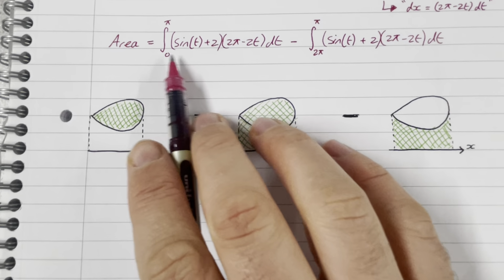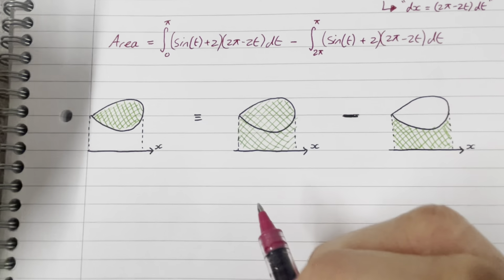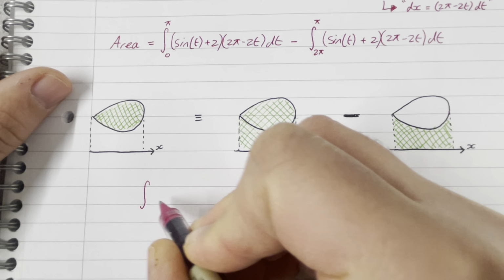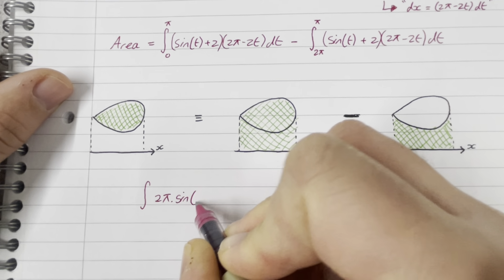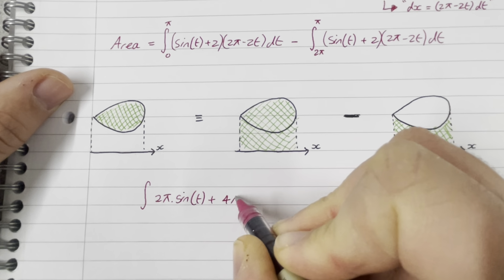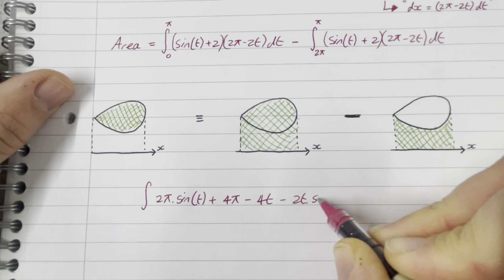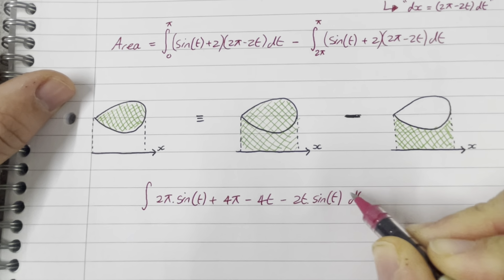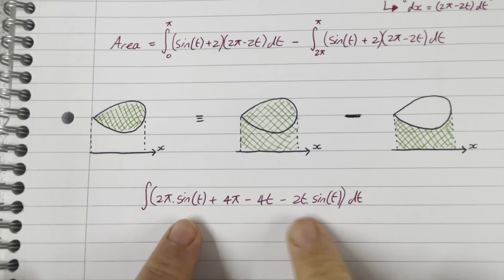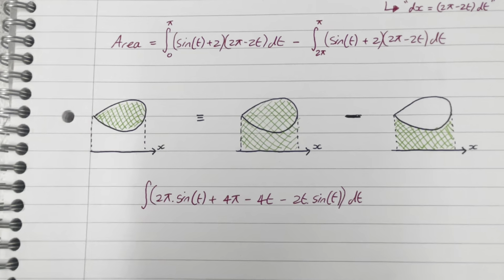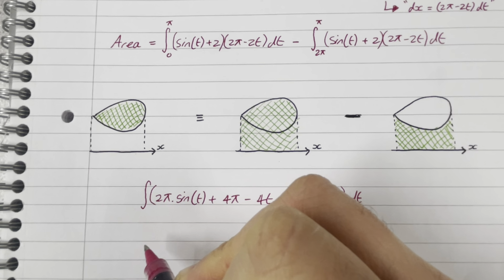First things first, I need to find out what function differentiates to the contents of the integral, and I'm going to do that by carrying out the integral. So it's going to be 2 pi times sine t plus 4 pi minus 4t minus 2t times sine t dt. I'm just going to carry this one out as an indefinite integral, and then I'll plug in my limits. This integrand is the same for both integrals, so once I've got the answer, it's good to go.